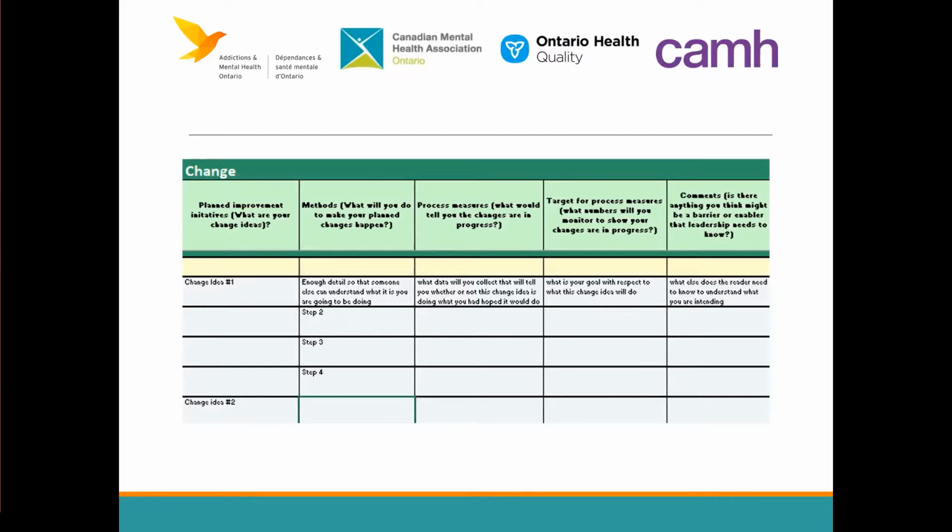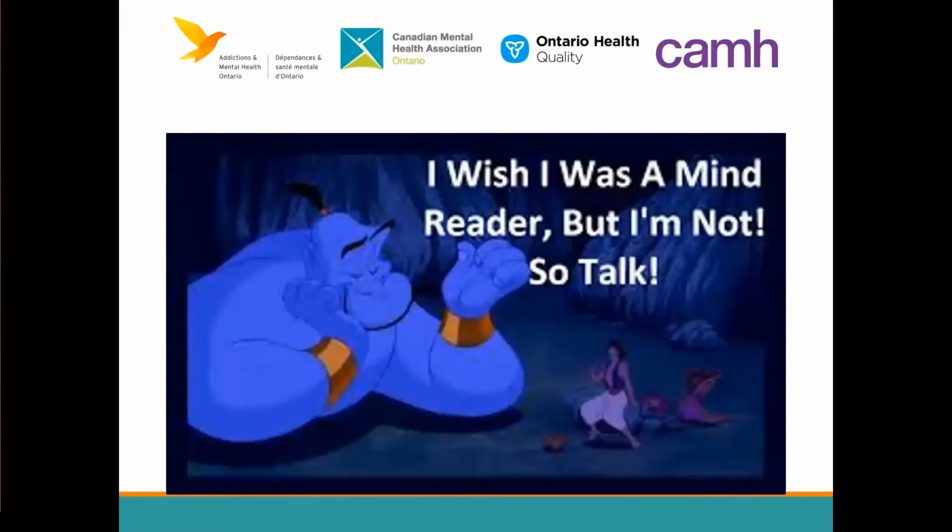And my final point, if I haven't said it often enough, on this next slide, is why does that matter? Well, because I really wish I was a mind reader, but I'm not, so tell me. So always with your quality improvement plans, you should be thinking about, if I showed this to somebody who really didn't know a lot about what we do, except that we're a mental health and addictions agency and we offer an ABC program, would they understand what it is we're trying to do with our change ideas? And if the answer is no, go back and put in more detail.